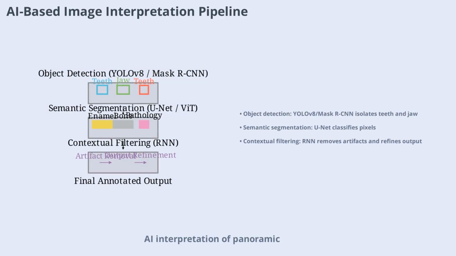AI interpretation of panoramic radiographs involves a multi-tiered pipeline. First, object detection models like YOLOv8 or Mask R-CNN isolate regions of interest and number teeth. Next, semantic segmentation networks such as U-Net classify pixels into anatomical and pathological categories. Finally, contextual filtering using RNNs refines outputs and removes artifacts. Synthetic data fusion ensures balanced training, reducing errors from image quality variations. This pipeline enables autonomous landmark mapping and pathology detection across the maxillofacial region.